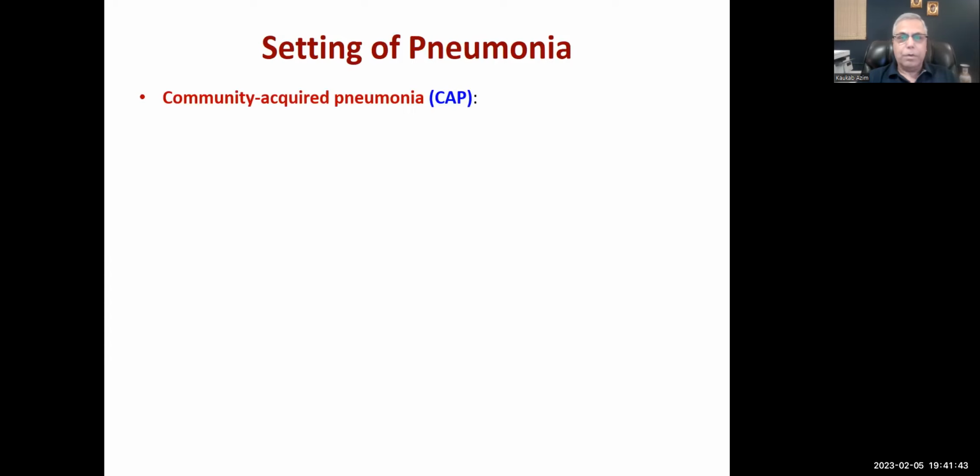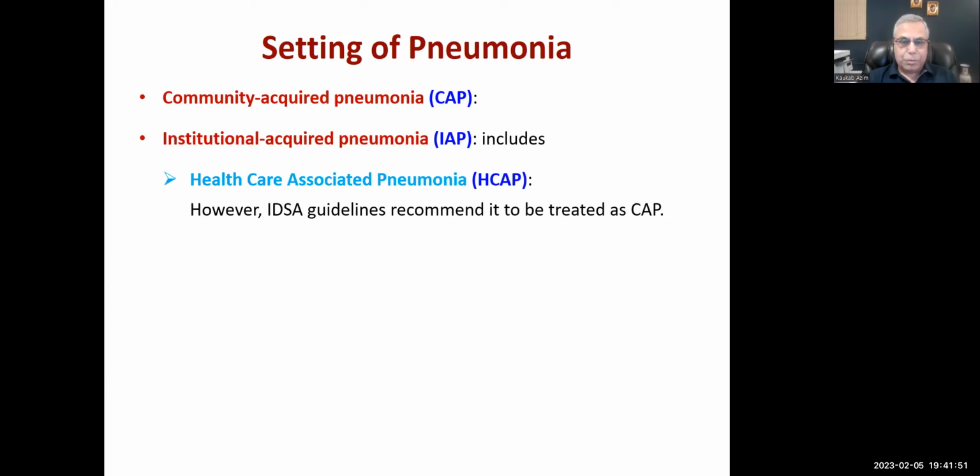As I said, we have got community-acquired pneumonia, and it has got a definition. Then we have got institutional acquired pneumonia, which includes healthcare-associated pneumonia. Now, what is healthcare? According to Infectious Diseases Society of America guidelines, they recommend it to be treated as community-acquired pneumonia. Although it could be, old homes and some places like that, they are healthcare-associated places.